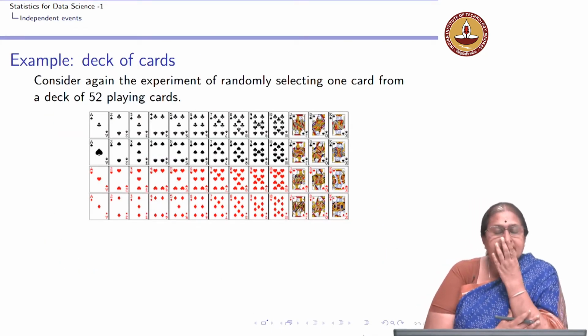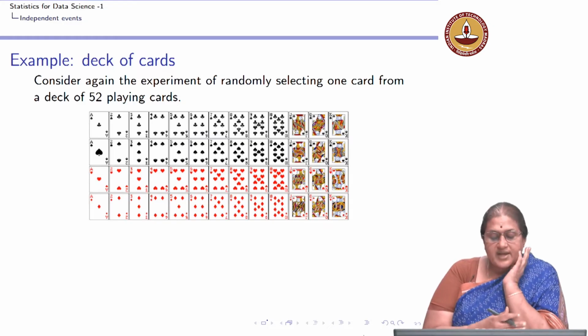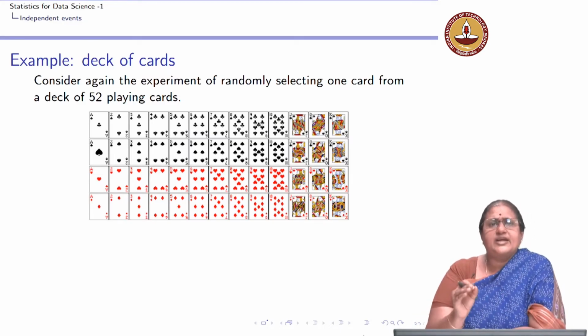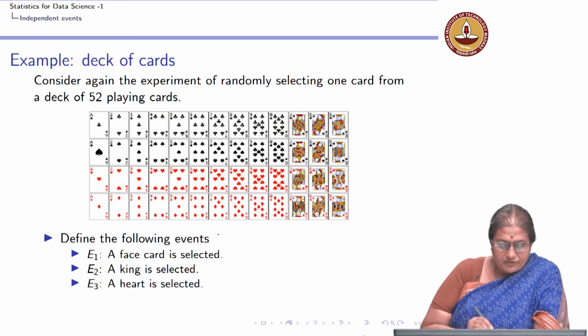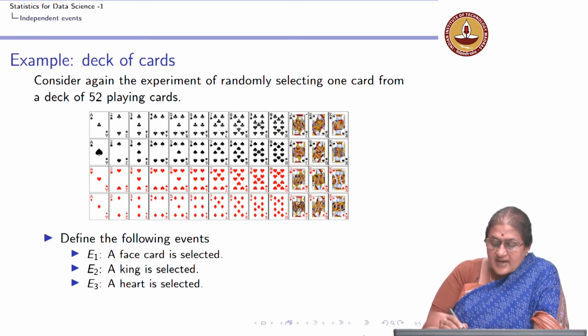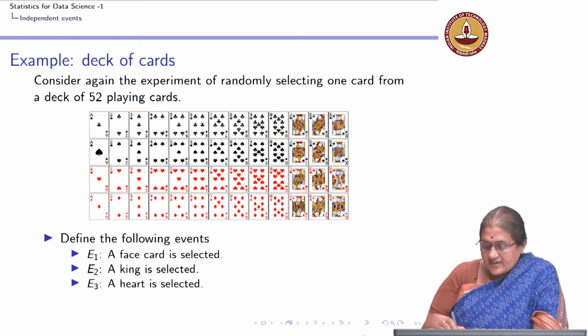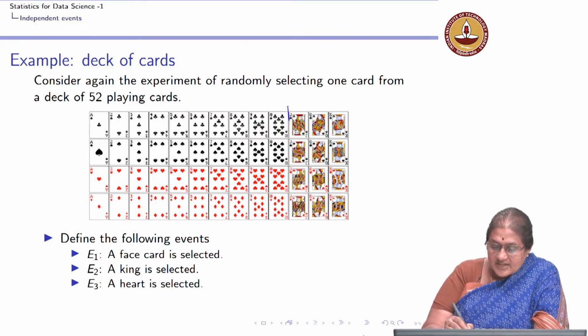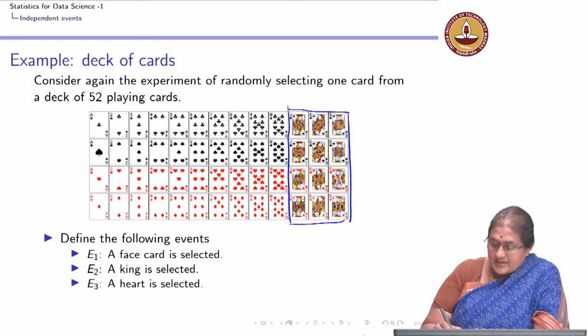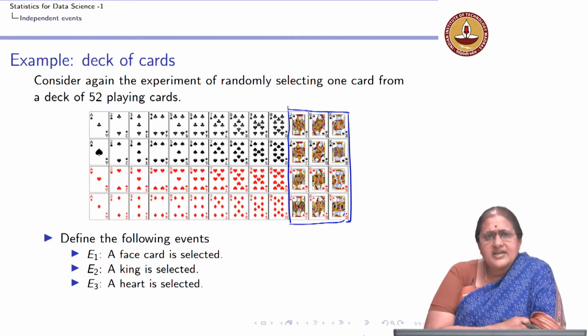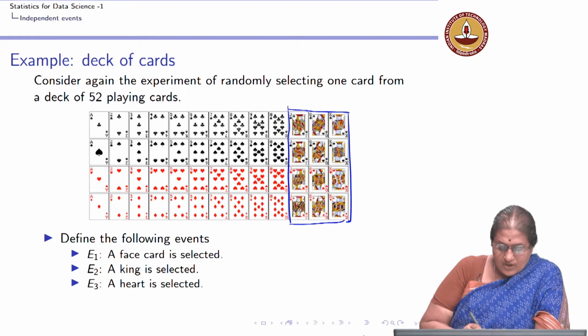Now, let us apply this notion of independence to our deck of cards example. Again, consider the experiment of randomly selecting one card from this deck of 52 playing cards. Let me define the following events. E1 is a face card is selected. What is a face card? A face card is a card which has a face on it. I have 12 of these cards which are referred to as face cards. These cards which have a face, namely Jack, Queen or King, are referred to as face cards. So, a face card is selected.